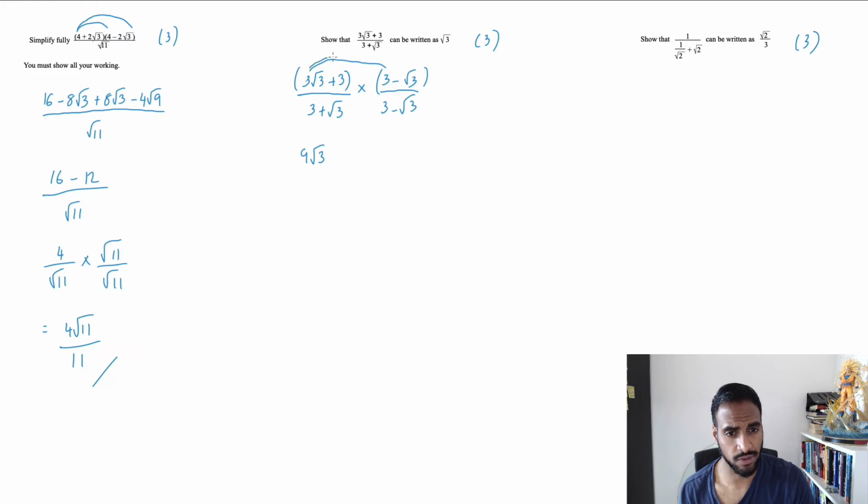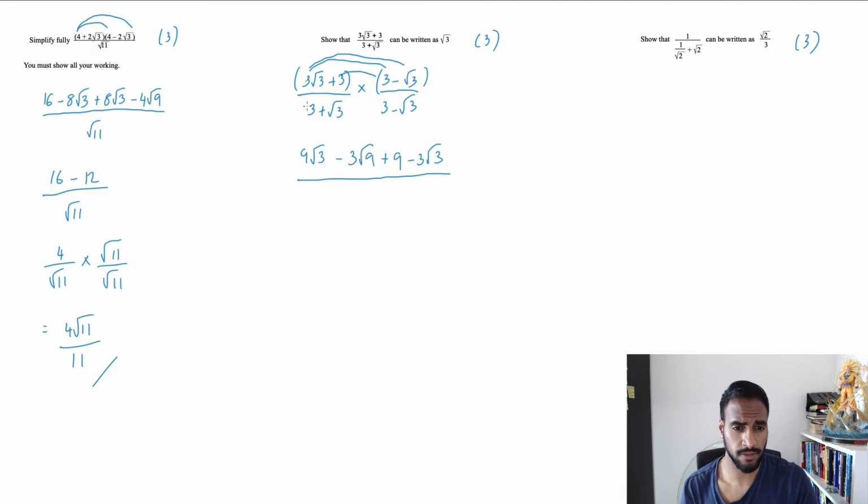And then 3 root 3 times minus root 3, careful, it'll be minus 3. The root 3 and the root 3 is what you multiply now because they're both roots. So root 3 times root 3 is root 9. And then we're going to do 3 times 3, which is plus 9. And then the last one is 3 times minus root 3, which is minus 3 root 3. So that's expanding the top. Don't worry, we'll simplify that after.